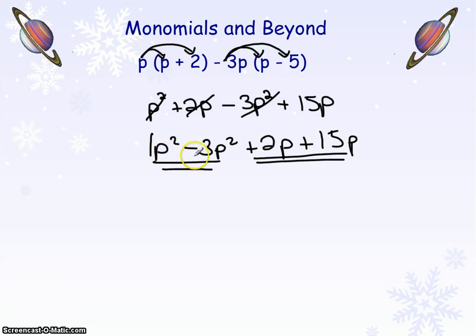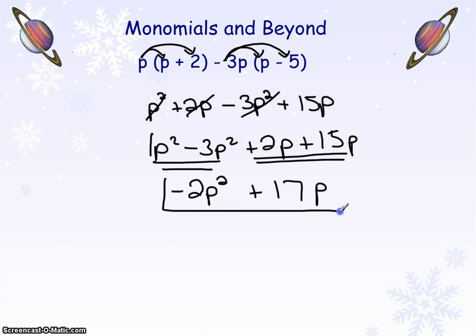So since these are like terms, do what the numbers tell you to. 1 minus 3 is negative 2. Bring down p squared. Doesn't make it p to the 4th because we're not multiplying. Positive 2 plus 15 is 17. p carries down. Again, it doesn't become p squared because we're adding, so you're just bringing it down. Now that my like terms have been combined, there's the answer for that one. And we're done with distributing monomials.